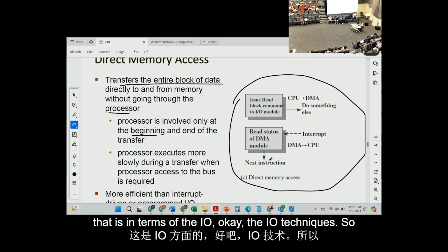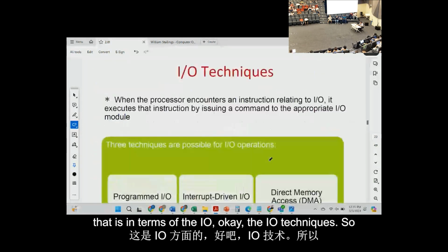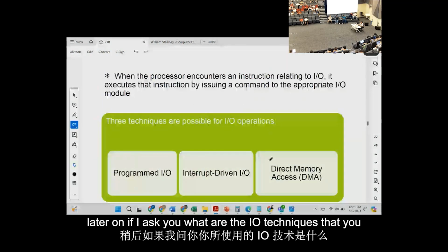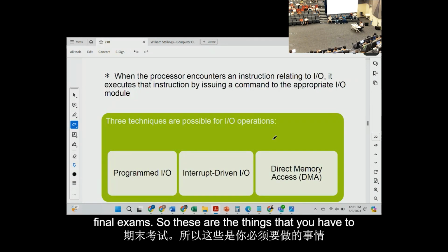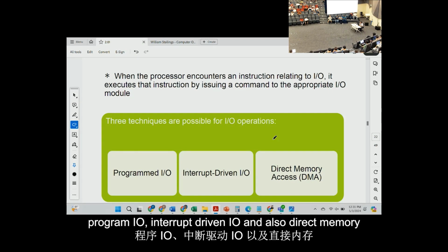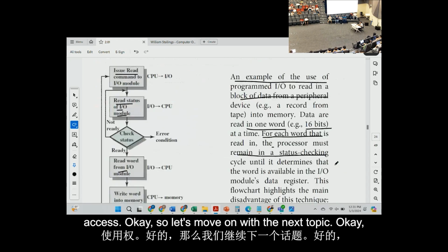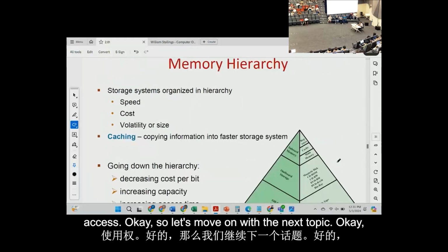Okay, so that is in terms of the I/O. Okay, the I/O techniques. So later on, if I ask you what are the I/O techniques that you can use for I/O operations in your midterm or in your final exams, these are the things that you have to answer. Okay, so there are 3 techniques. We have program I/O, interrupt-driven I/O, and also direct memory access. Okay, so let's move on with the next topic.